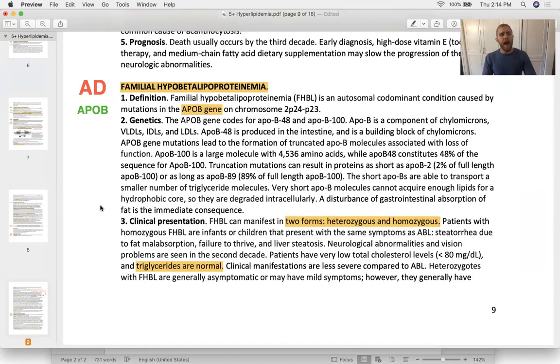So familial hypobetalipoproteinemia is very similar in symptom presentation to abetalipoproteinemia, but it's less severe. It's an autosomal codominant mutation in the ApoB gene.